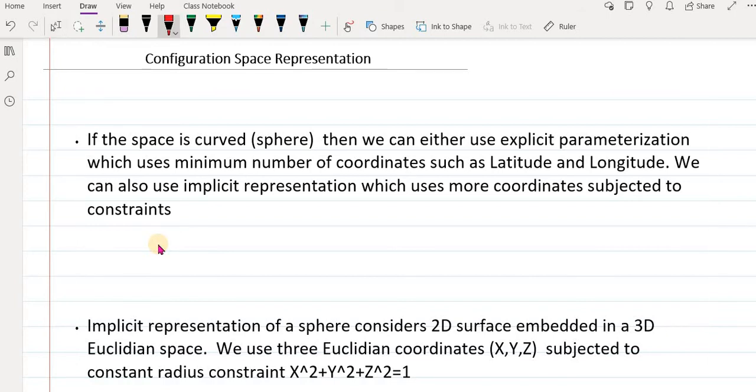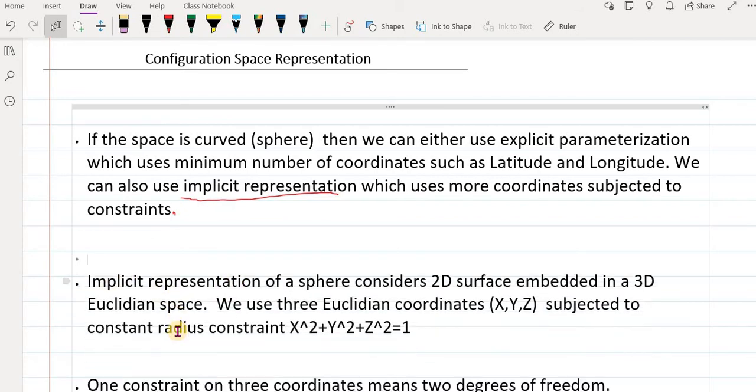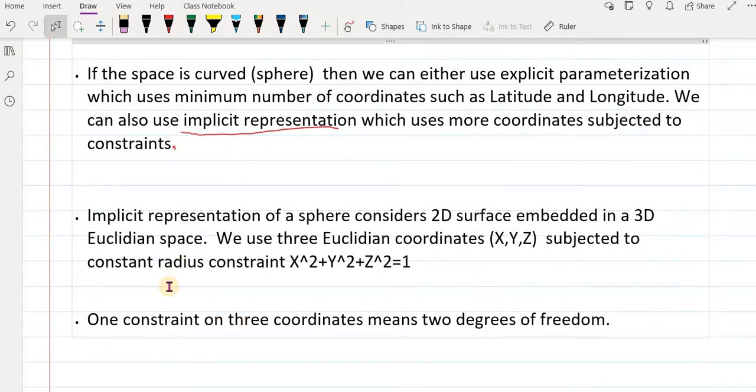We can also use implicit representation, which uses one or more coordinates subjected to constraints. So for implicit representation, there are constraints involved. At least one or more coordinates are constrained. That's why it's called implicit representation. Now let's go a little bit further and see what implicit representation is.